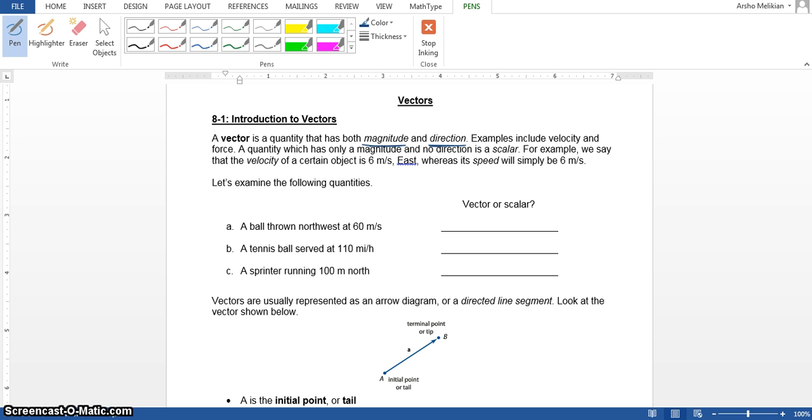Is that just specific to cardinal directions, north, south, east, west, or can it be like negative and positive also? It could be any direction. Any direction. So let's go through the lesson and you'll see exactly what we're talking about.